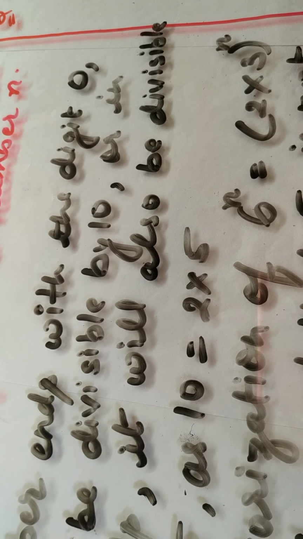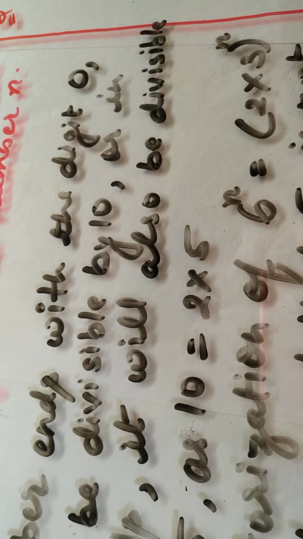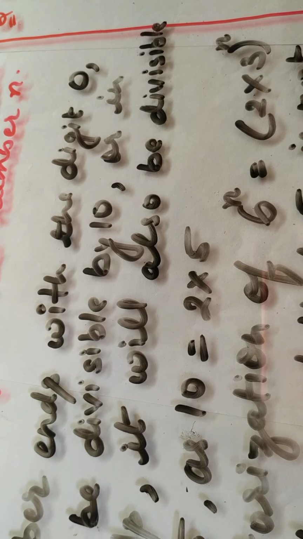In the prime factorization of 6 to the power n, 5 is not there. That means 5 is not in the prime factorization of 6 to the power n. It means 6 to the power n is not divisible by 5. So similarly 6 to the power n is not divisible by 10. That means it cannot end with the digit 0 for any natural number.